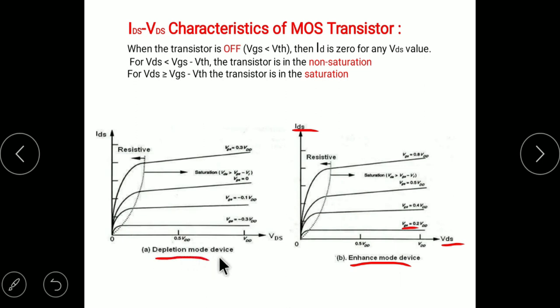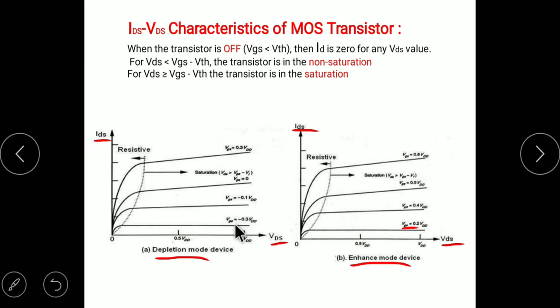If you take the depletion mode MOSFET, what is it? In depletion mode MOSFET, the channel already exists. That is, at the time of manufacturing, they develop the channel. It is not necessary to apply positive gate voltage to enhance or develop the channel. So there is a dedicated channel that exists in the depletion mode MOSFET. That's why, in the absence of VGS, if you apply VDS, the current flows through the channel. Hence, we get drain current.